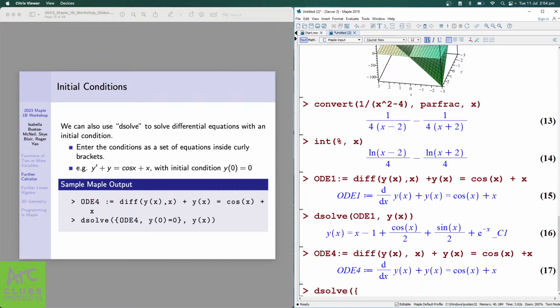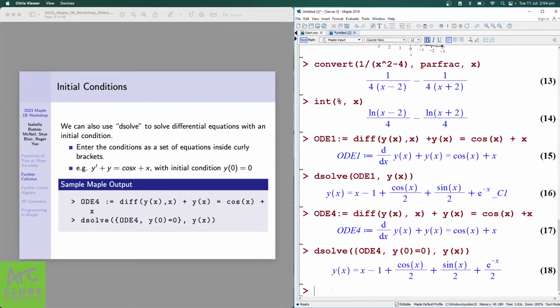And so what we're going to do is we are now like normal, and then we put in our initial conditions. So equals 0. And we need to close that bracket. And then we do y of x. And it solves it with the initial conditions, as you can see here.